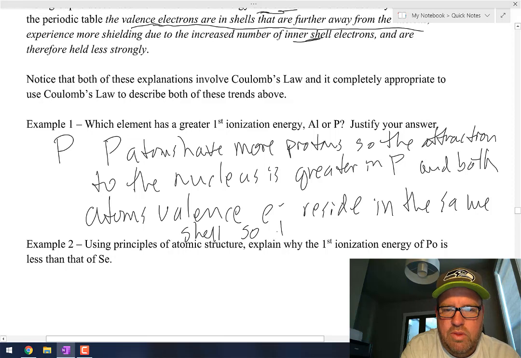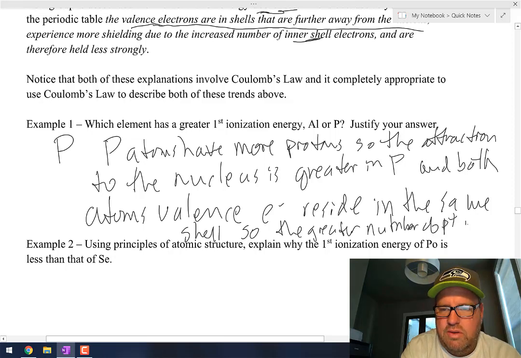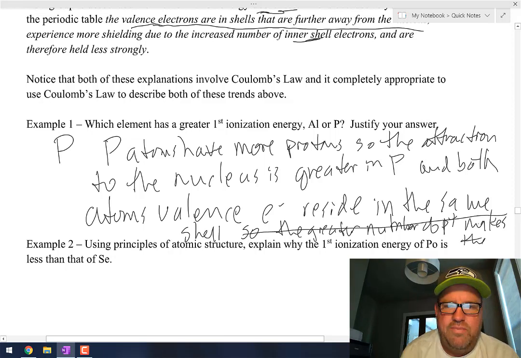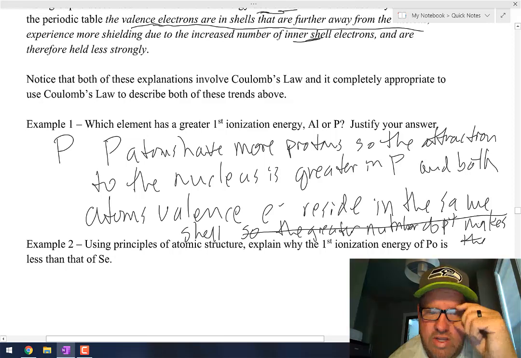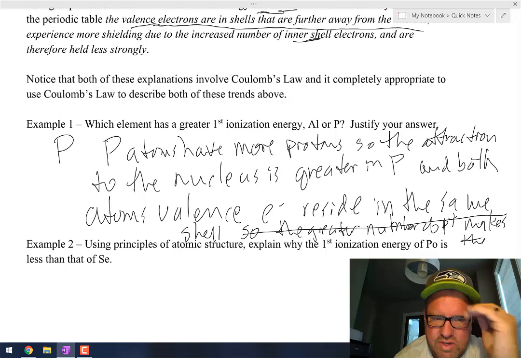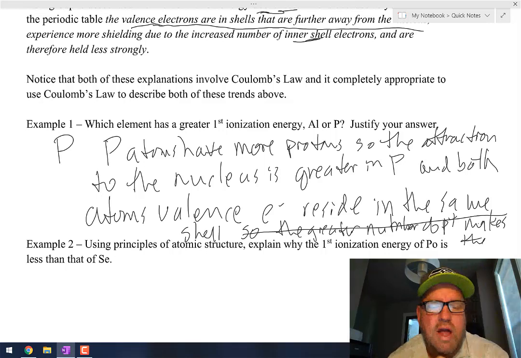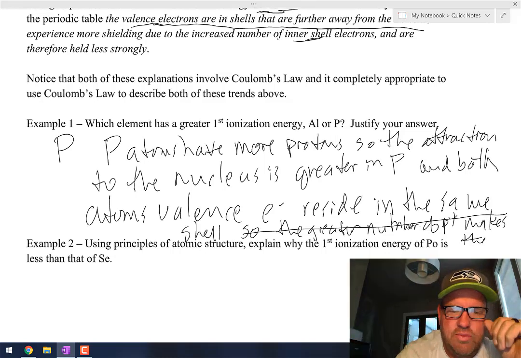So the greater number of protons makes the difference. Again, now that I say that, I probably wouldn't say that part. Okay, so phosphorus atoms have more protons, so the attraction to the nucleus is greater in phosphorus, and since both atoms' valence electrons reside in the same shell, phosphorus is going to require more.